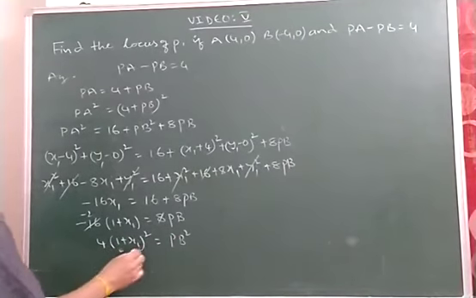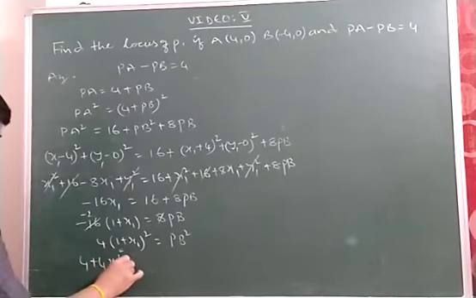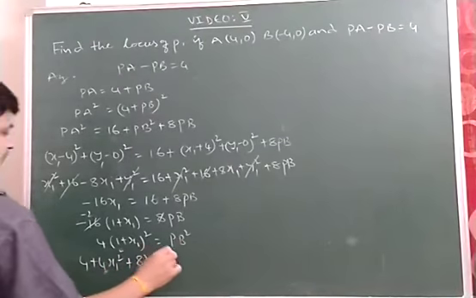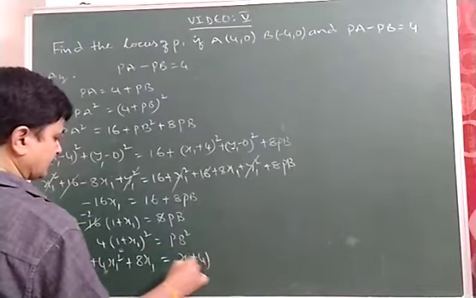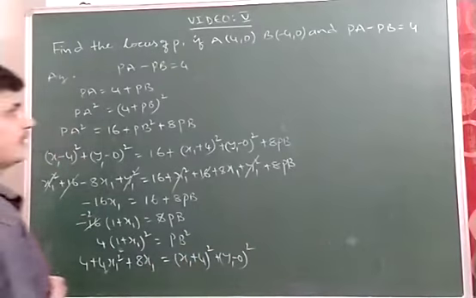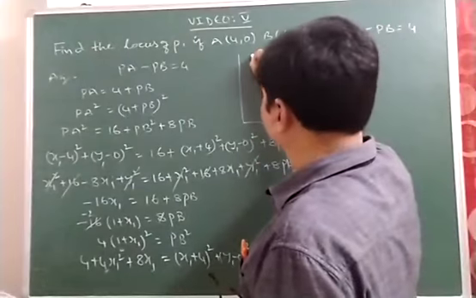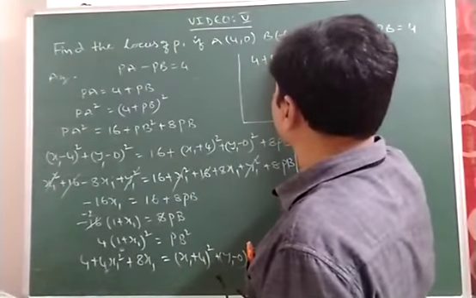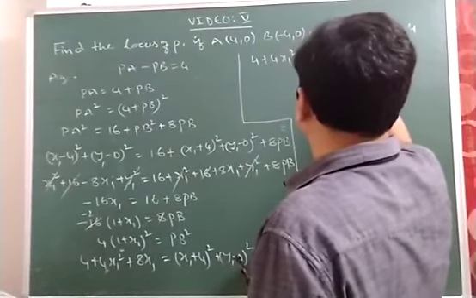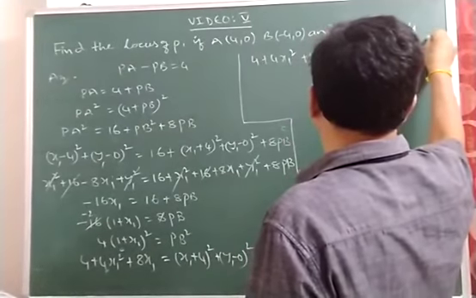So expanding this one, 4 plus 4x1 square plus 8x1 is equal to PB square. We know that PB square means x1 plus 4 whole square plus y1 minus 0 whole square. So this is 4 plus 4x1 square plus 8x1 is equal to x1 square plus 16 plus 8x1 plus y1 square.